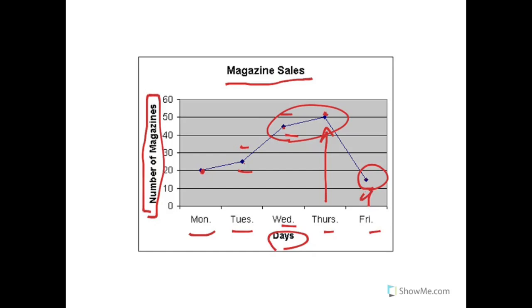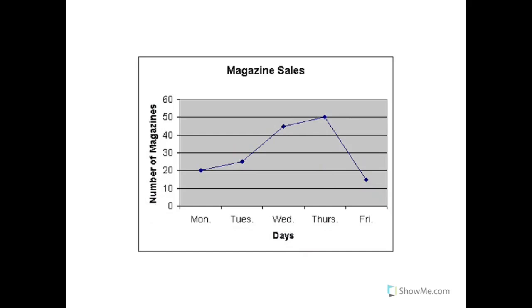You wouldn't need quite as many on Friday or even Monday because not as many magazines are sold on those days. But this is a good comparison of magazine sales throughout the week. So you can see that it steadily goes up. You sell more and more. All week it gets higher and higher until you reach the peak of Thursday, and then it drops off on Friday. Not many magazines sold on Friday.